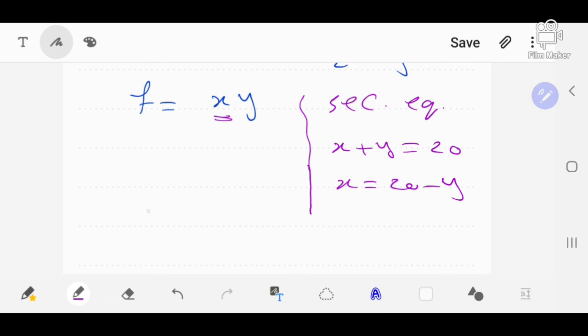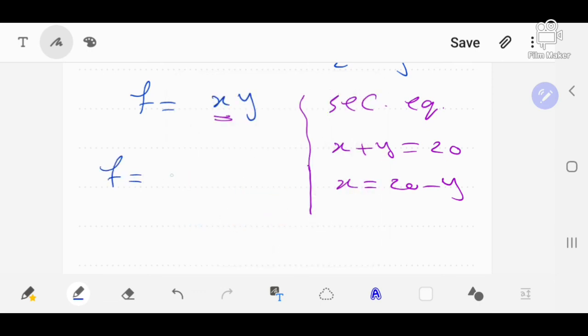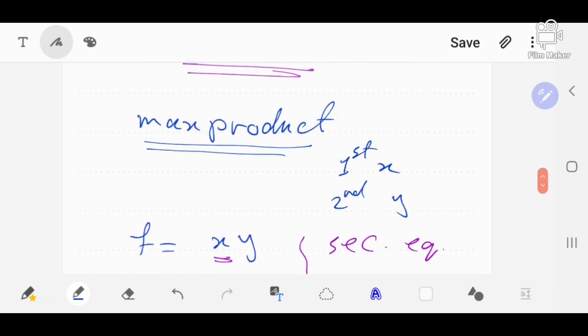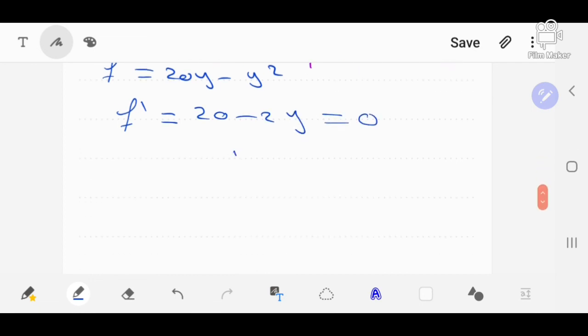What's going to happen to my function now? It can be written as f equals 20 minus y times y, so it's 20y minus y squared. We have our function ready. Now we can use the first derivative test to check for maximum and minimum, and here we are looking for maximum. So let's see, how do we get our maximum? Derive this, 20 minus 2y, make it equal 0 to find the critical value, so y will be equal to 10. Now check that on the number line.